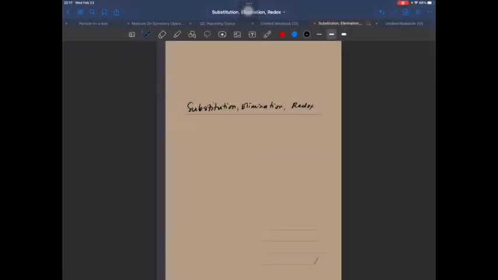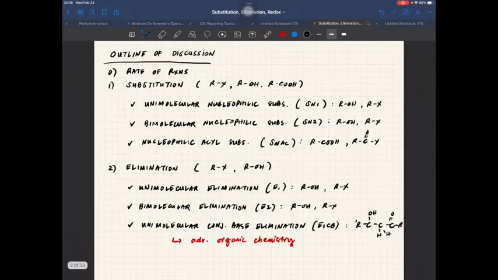Okay, good evening class. Our discussion for tonight involves substitution, elimination, and redox reaction, which are three essential topics in Organic Chemistry 1. Here is the outline of discussion for today's discussion.